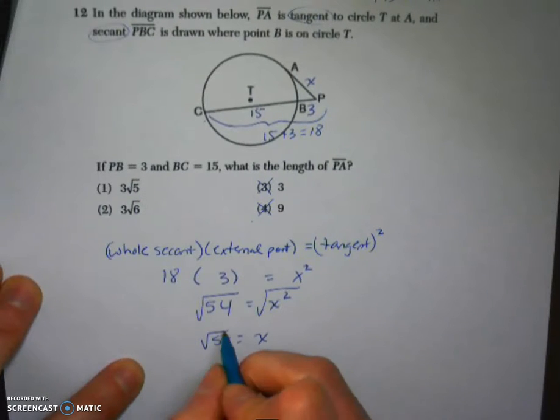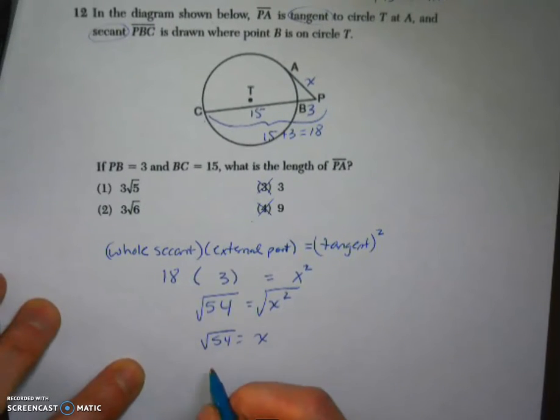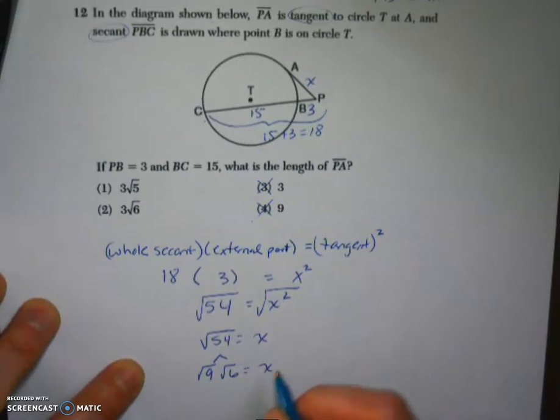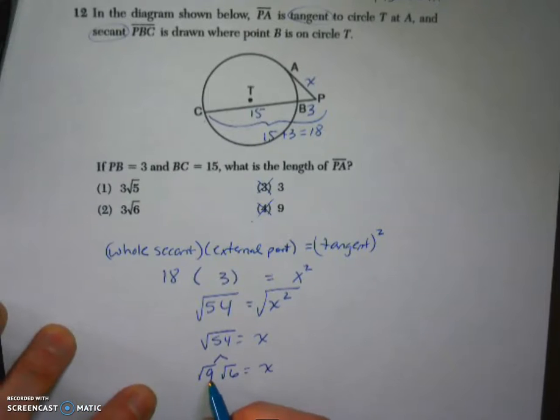So what we need to do is reduce this. And what we do is we find two numbers that multiply to 54. How about 9 times 6? One of those numbers has to be a perfect square. So in this case, 9 is the perfect square. 9 times 6 is 54. So the square root of 9 times the square root of 6 equals the square root of 54. The square root of 9 is 3. 6 does not have any perfect square factors other than 1. So our final answer is 3 times the square root of 6.